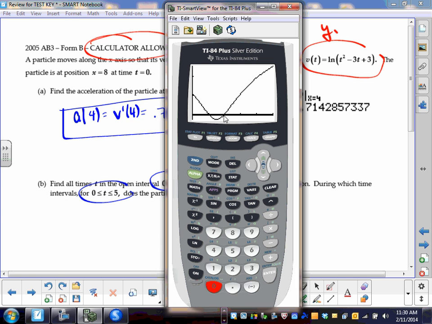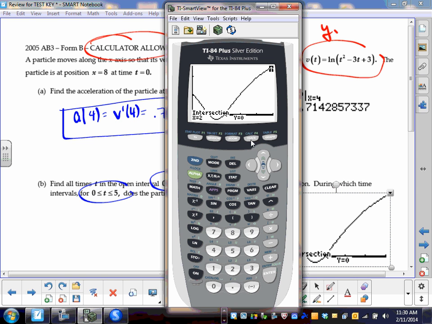So I have two intersections here. This is 1, 2, 3, 4, 5. So it looks like they're at 1 and 2, but we want to double check. So I'm going to intersect. So that's the reason I put y2 equal to 0, so I can intersect. So enter, enter, enter. And x does equal 2.